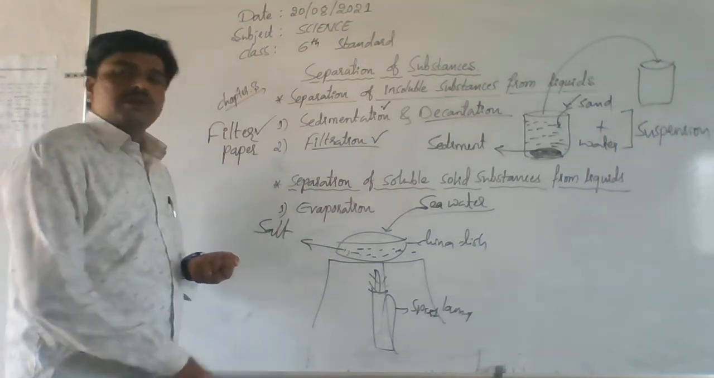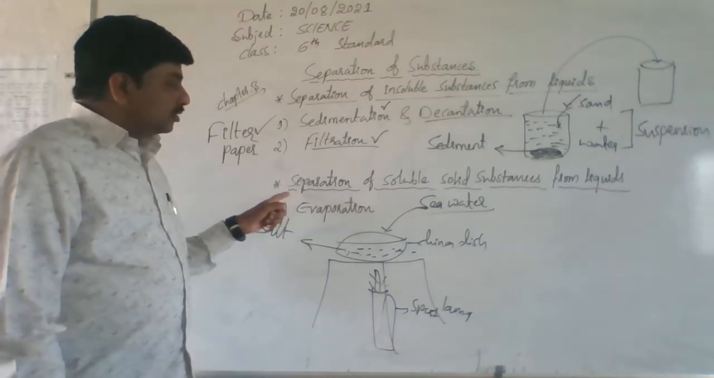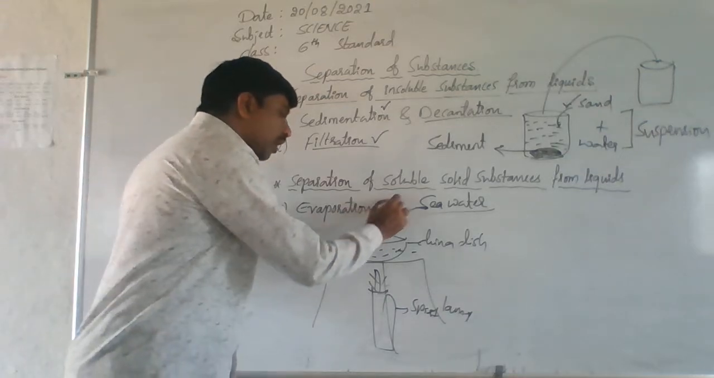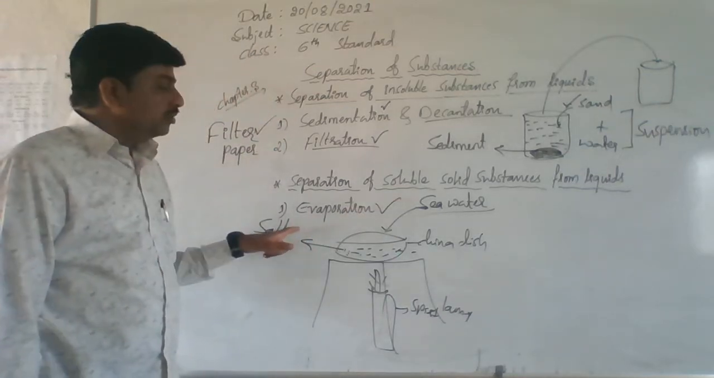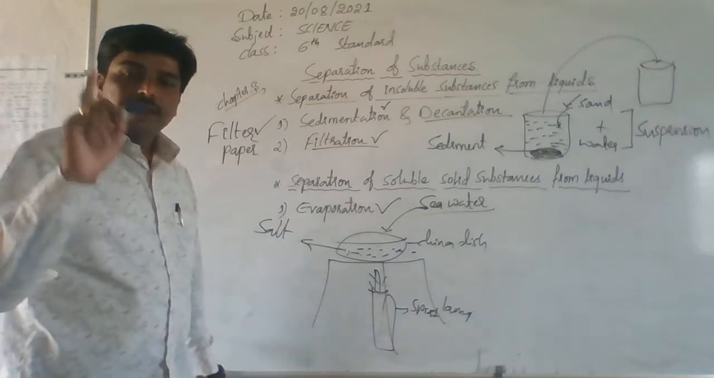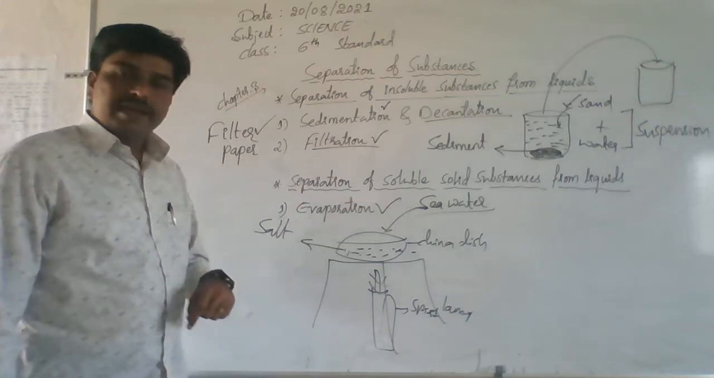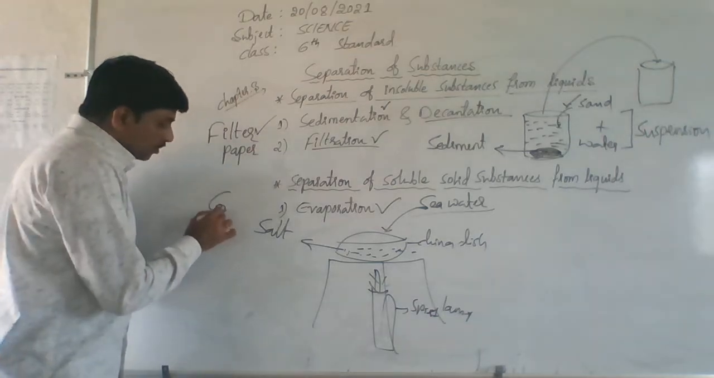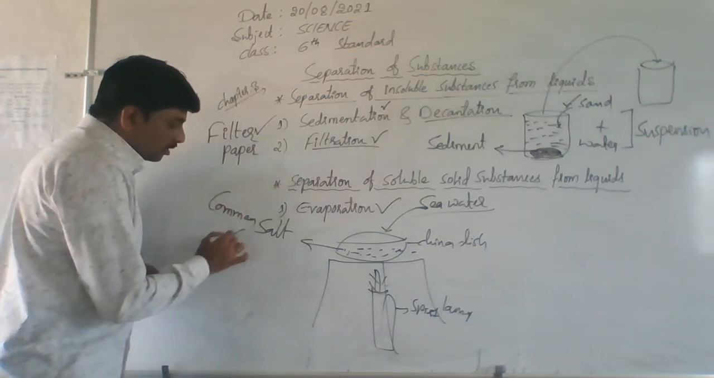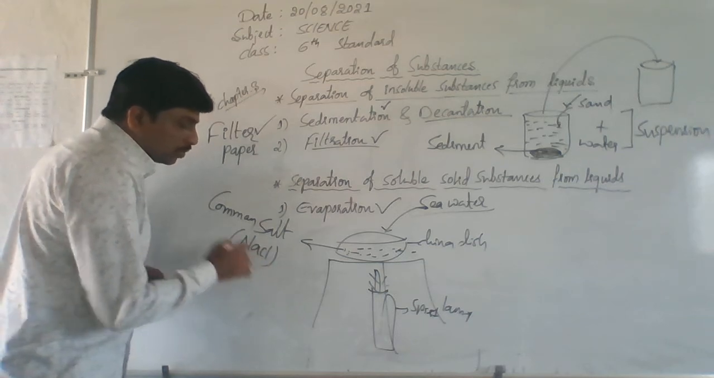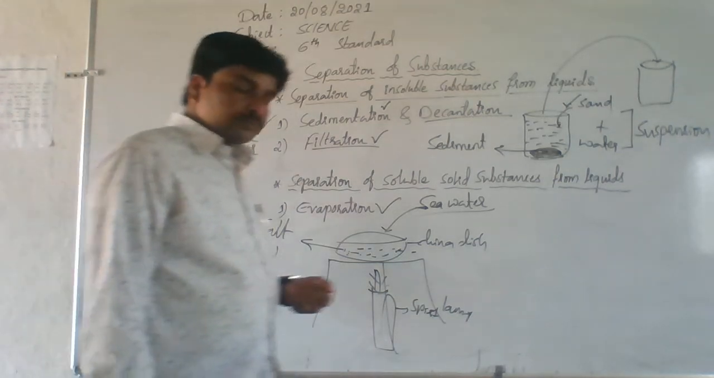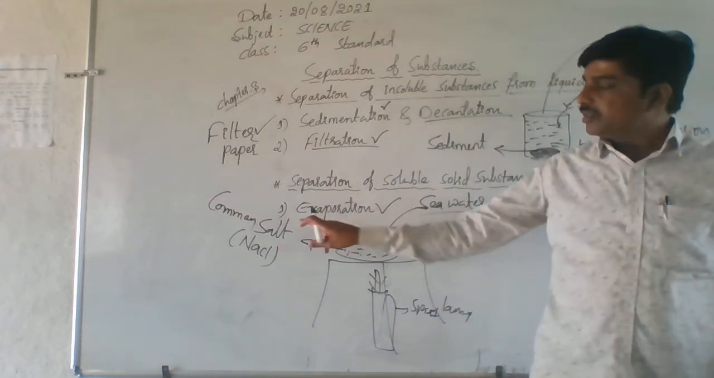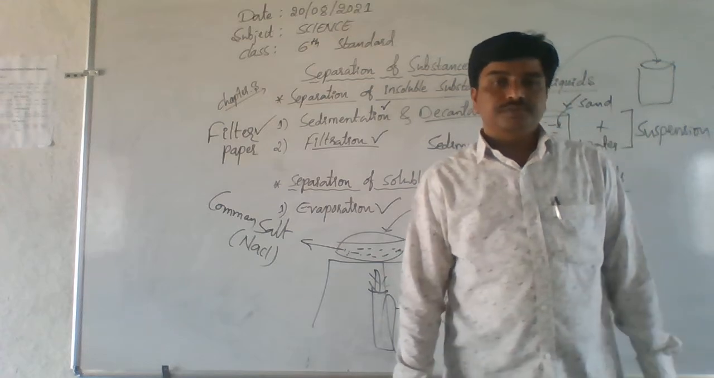Salt can be easily dissolved in water. Hence, to separate soluble solids from liquids, we use this evaporation method. Most important, the common salt we use in our home is called common salt. Its chemical name is sodium chloride, NaCl. That salt is obtained from sea water by the process of evaporation.